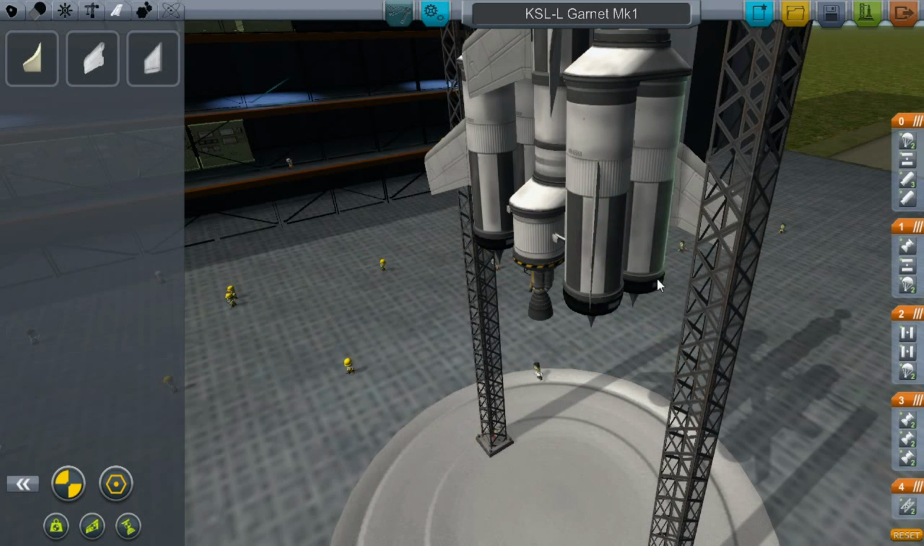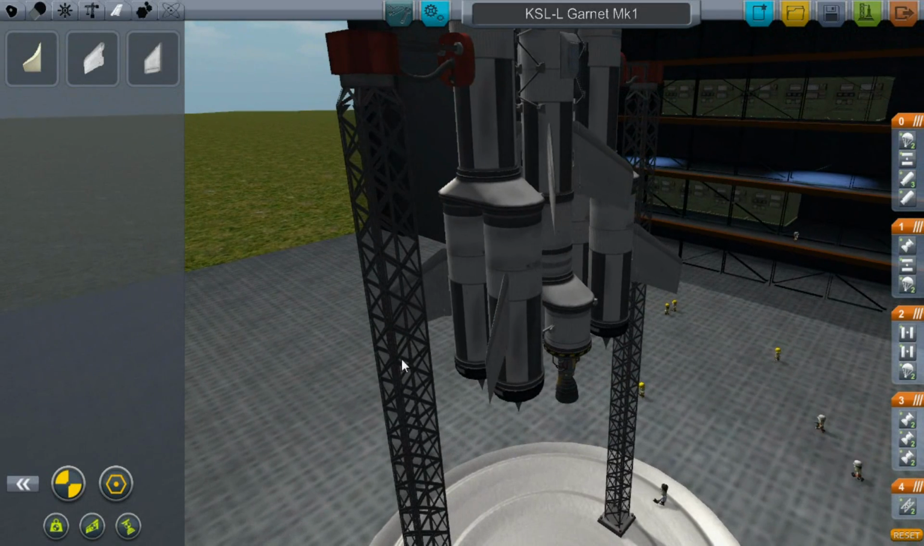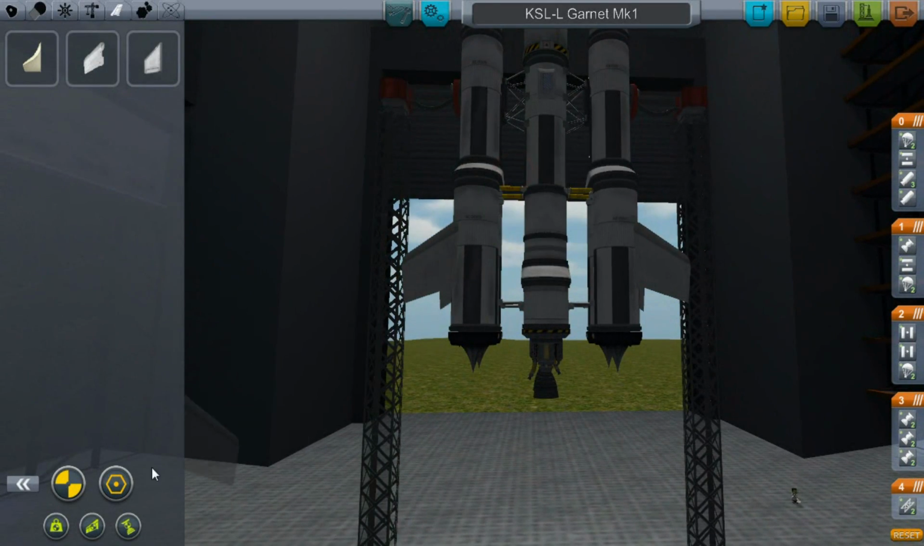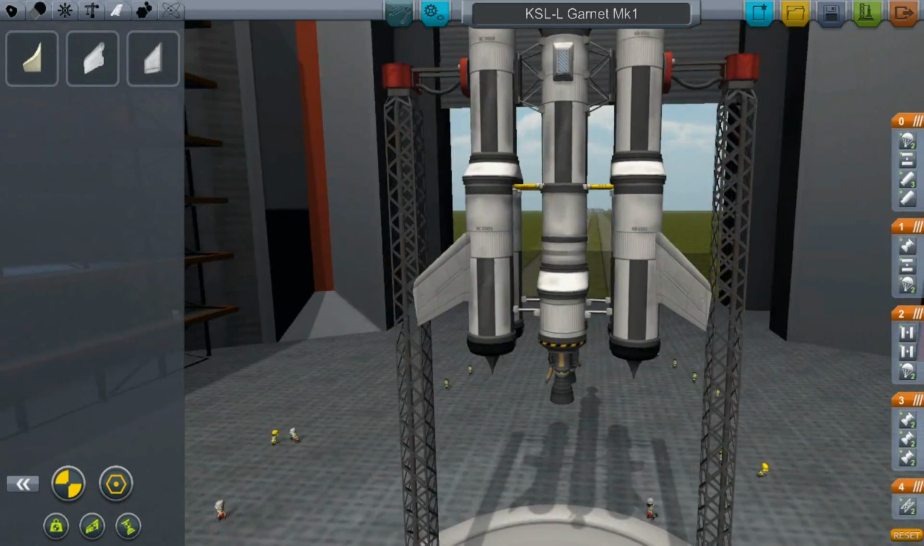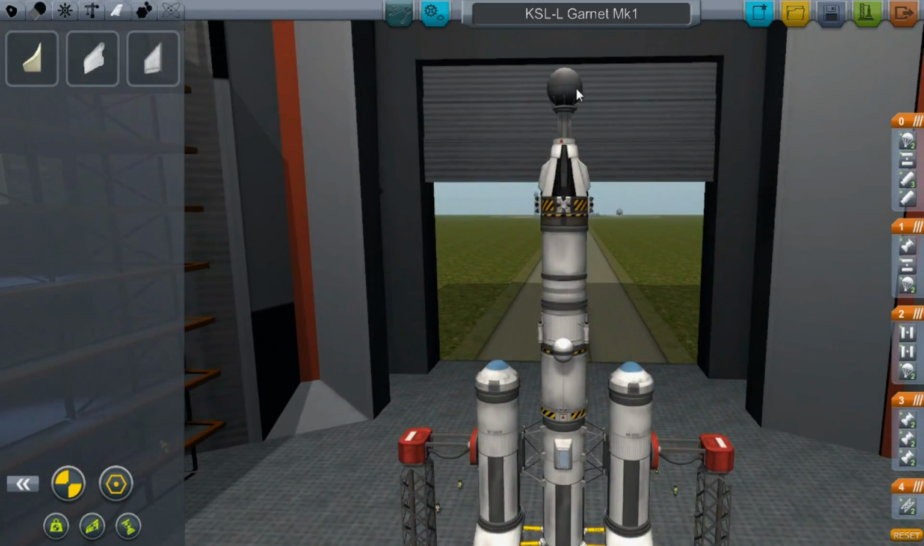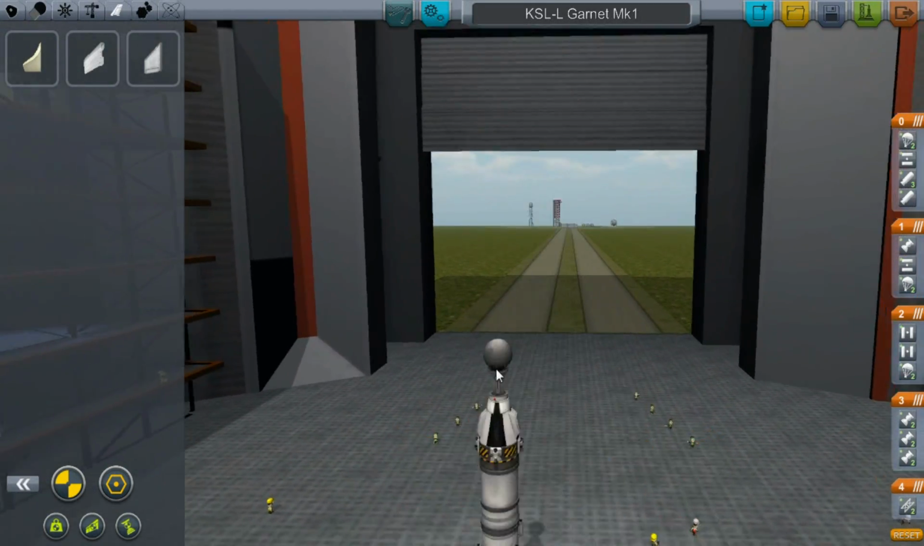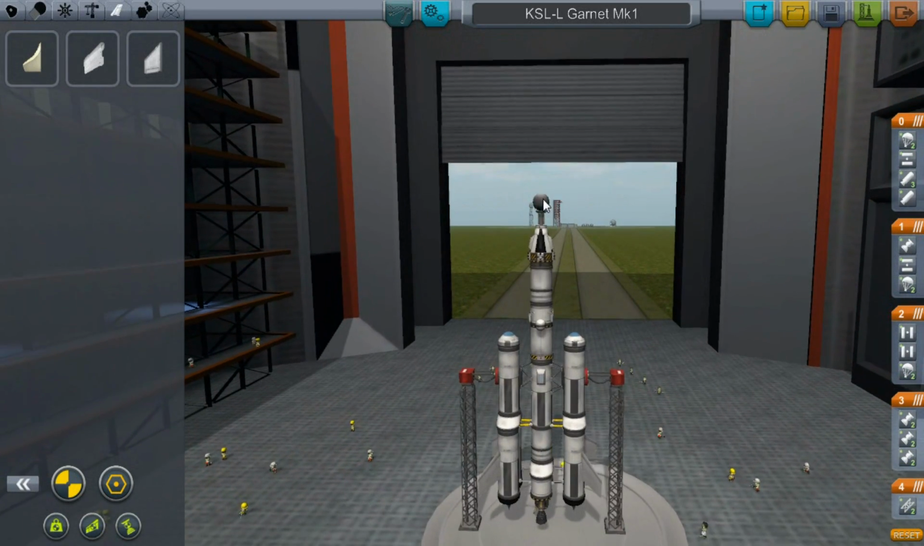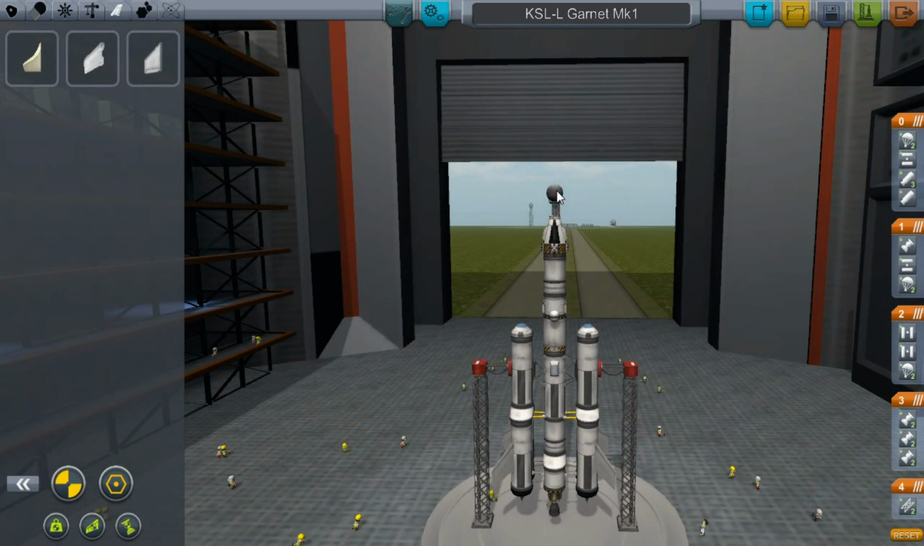Because these boosters are going to do most of their work in the lower atmosphere where the air's thick, they're also going to feature some winglets for aerodynamic control. That allows us to save our RCS for once we get higher up in the atmosphere or into vacuum, but it also allows us to dump the mass as soon as possible.